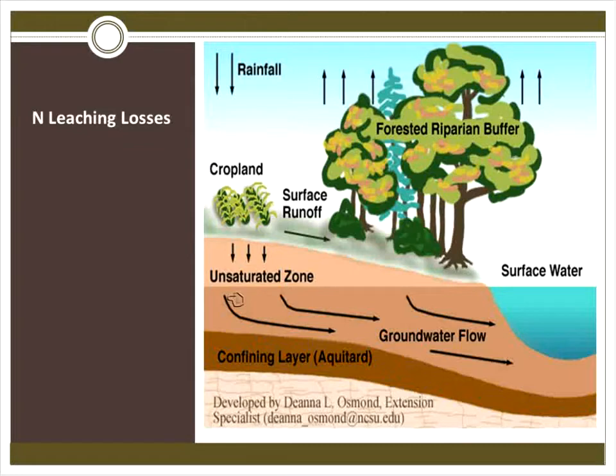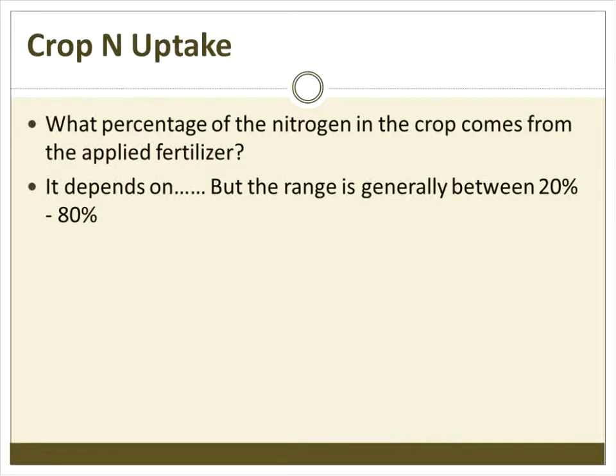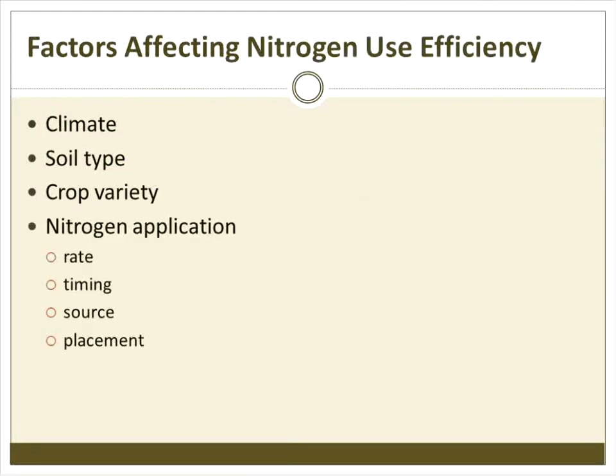And so I wanted to have this little prelude before we started talking about how well crops can utilize the nitrogen that we give to them. What is this percentage? Well, it depends. It ranges from anywhere between generally 20 to 80%. I've seen amounts that are lower than 20%. I've seen amounts that are greater than 80%. But typically, this is the range that we're looking at. The nitrogen use efficiency is a function of climate, soil type, crop variety, and nitrogen rate.